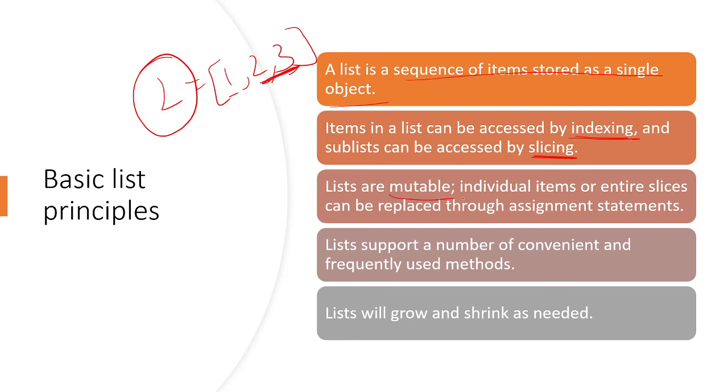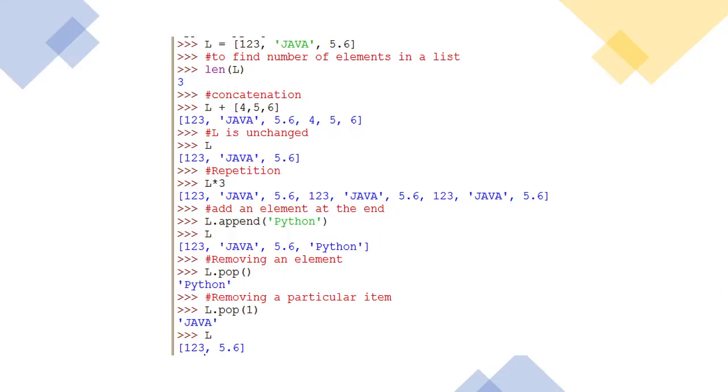So lists are mutable. Individual items or entire slices can be replaced through assignment statements. Lists support a number of conveniently used methods. We have seen only a few methods: append, extend, pop, remove. Lists will grow and shrink as needed. That's why they are called dynamic. Okay, so this is the theory about lists, and whatever I have shown you by execution, these are the snapshots of that.